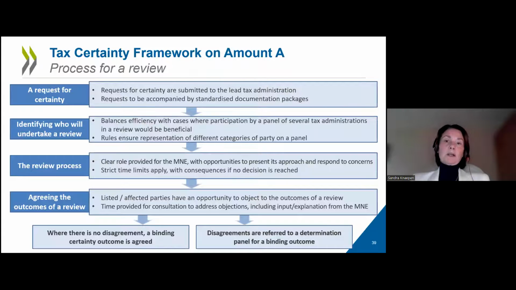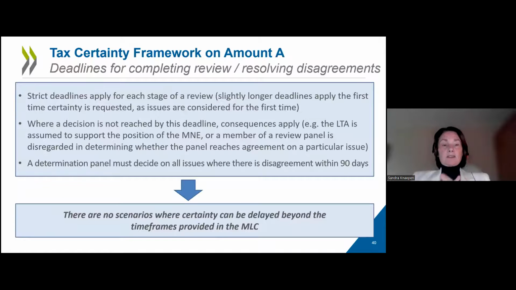And what is very important here, and then if we can go to the next slide, is not only that mandatory binding tax certainty is provided, but also that the framework for amount A certainty includes a very special element, and that is strict deadlines for the review. And for each of the review processes, there is a deadline by which the lead tax administration or a member of the review panel must reach a decision. And the first time an M&E requests certainty, these deadlines are increased by 90 days because everything needs to be looked at for the first time, but there's always a clear limit.